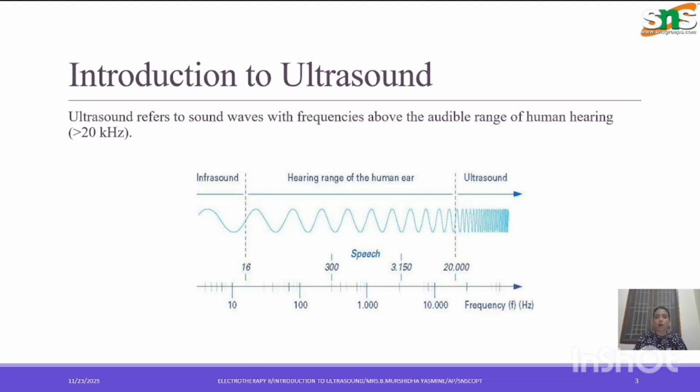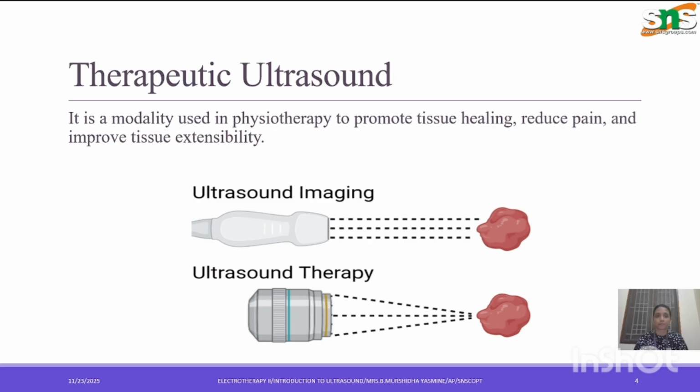Ultrasound refers to sound waves with frequencies above the audible range of human hearing, which is more than 20 kilohertz. Infrasound is below 10 hertz and the hearing range of the human ear is between 10 and 10,000 hertz. Ultrasound is usually more than 20,000 hertz, which is used particularly for therapeutic purposes.